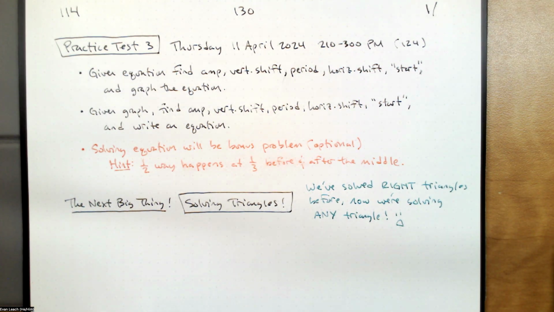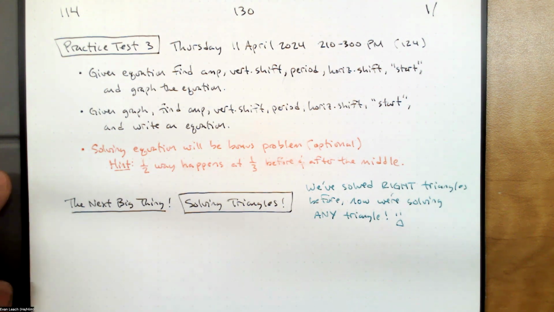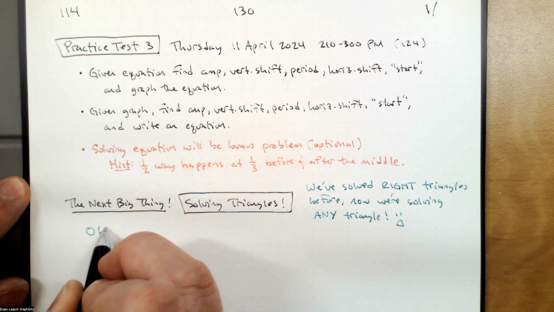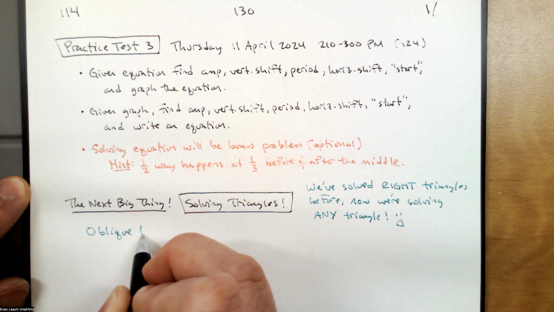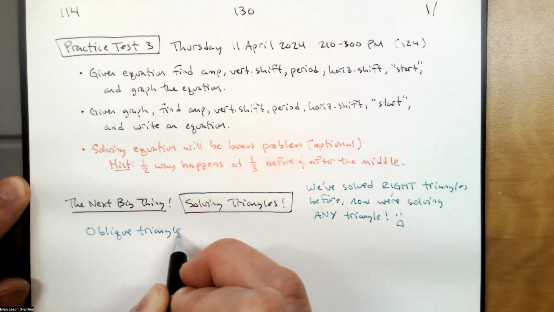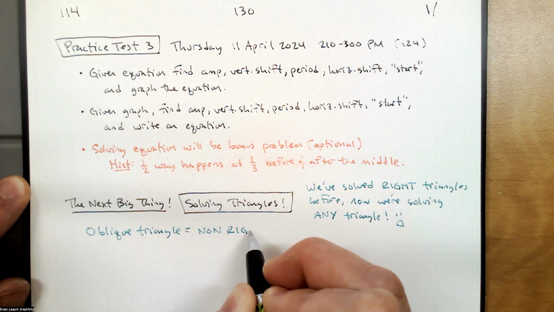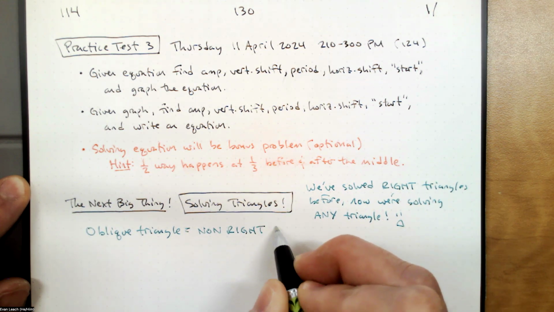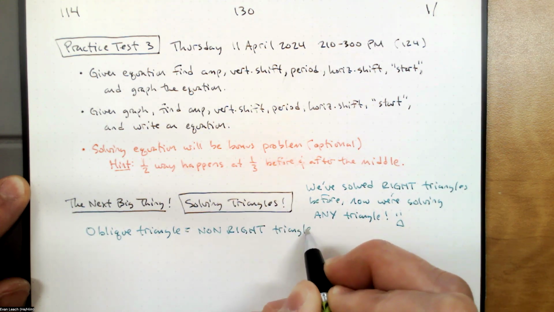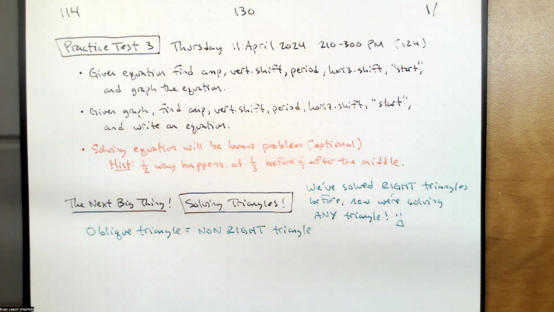Now we're going to be solving any triangle. In particular, we're going to have to develop a tool set for solving oblique triangles. Oblique triangles are just non-right triangles. An oblique triangle is a non-right triangle.